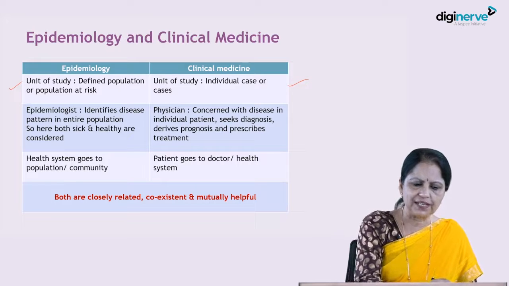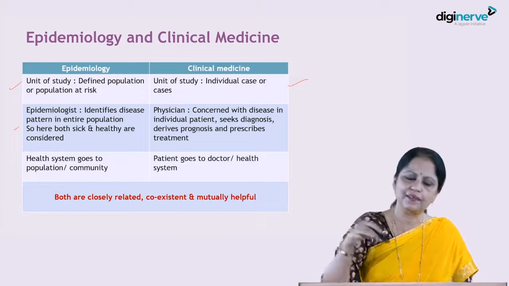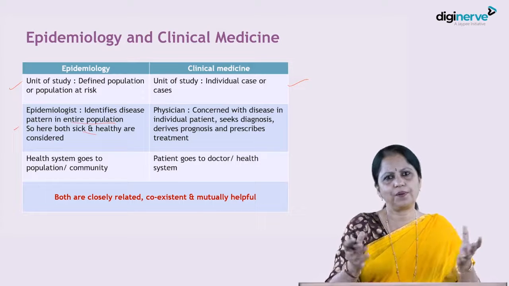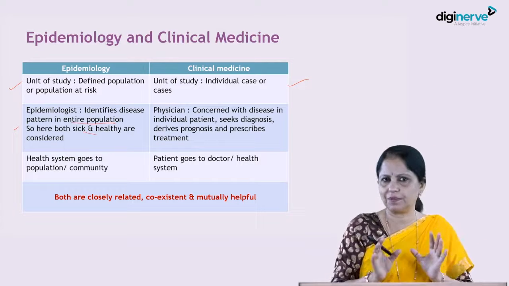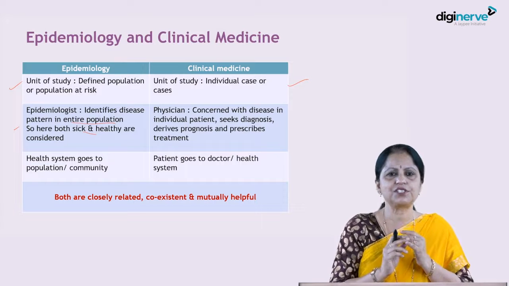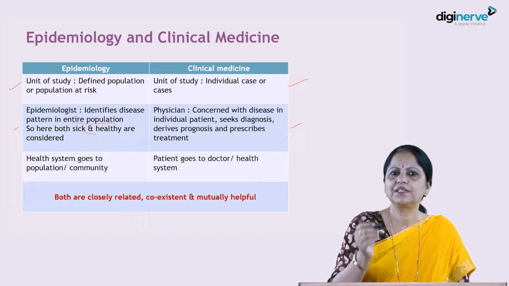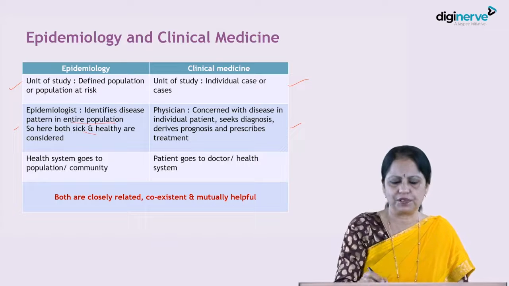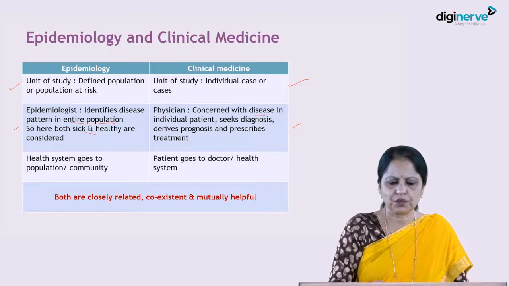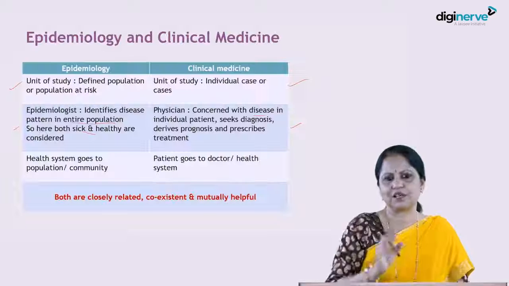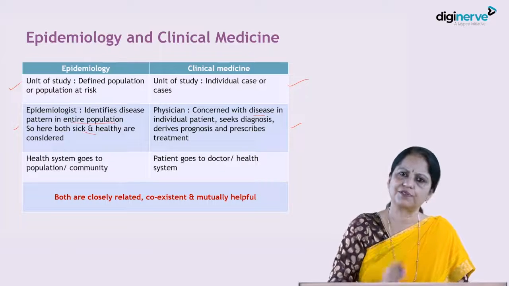So the epidemiologist identifies disease patterns in the whole population, and hence both sick and healthy are there. In a population when we study, some will be sick, some will be healthy. So the epidemiologist deals with both sick and healthy people, while the physician deals with only a sick person. The physician is concerned with disease in the individual patient, examines the patient, finds out what the problem is, does some investigations and then diagnoses the disease and prescribes treatment.